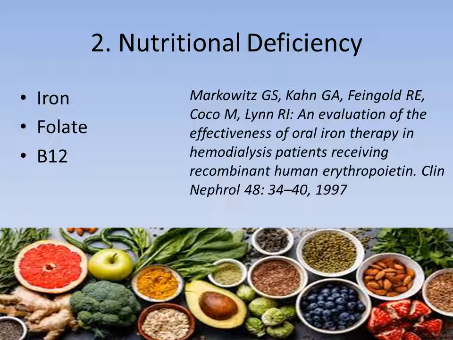Okay, nutritional deficiency, a very common problem among dialysis patients. Dialysis patients are always making new red blood cells, and this process consumes a lot of nutrients, such as iron and folic acid and B12. The most important of these is iron. Iron deficiency is very common among dialysis patients because so much iron is used in the process of making red blood cells. And dialysis patients make a lot more red blood cells than the general population because red blood cells have a shortened lifespan among dialysis patients.